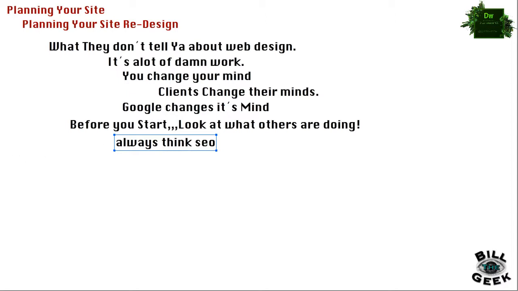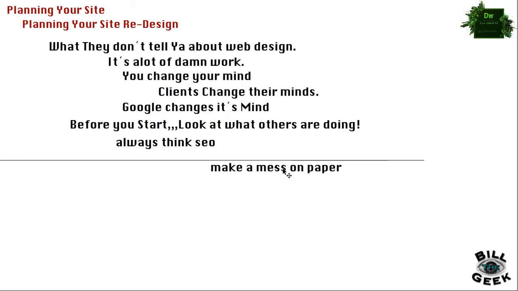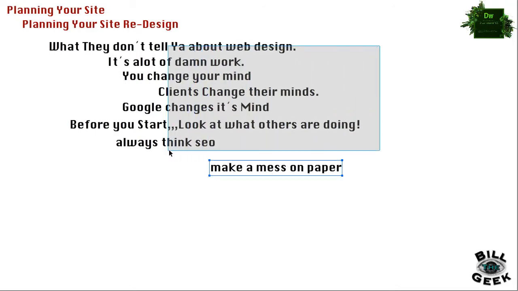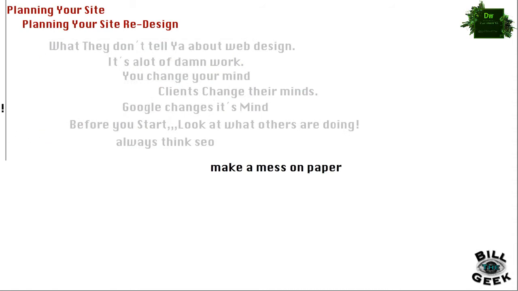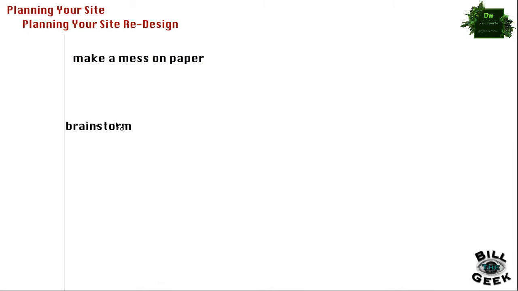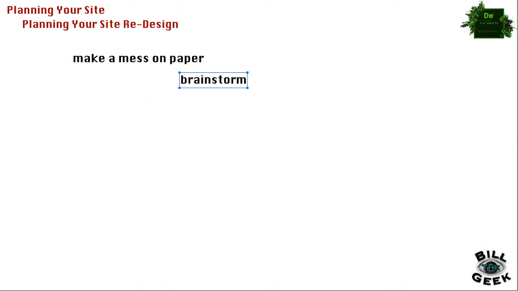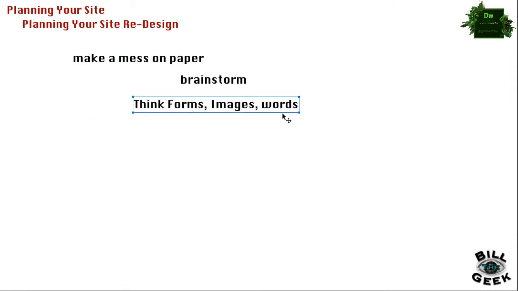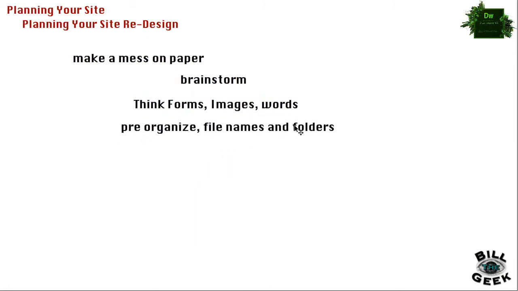So my suggestion to you is, make a big mess on a piece of paper. Yep, get a piece of paper out and just make a big mess. I call it brainstorming. And in this brainstorming session, you want to think about your words that you're going to use, the images that you're going to use, any forms that you're going to have, or whether people are going to have to log in to get to the site. Think about all of those things up front.